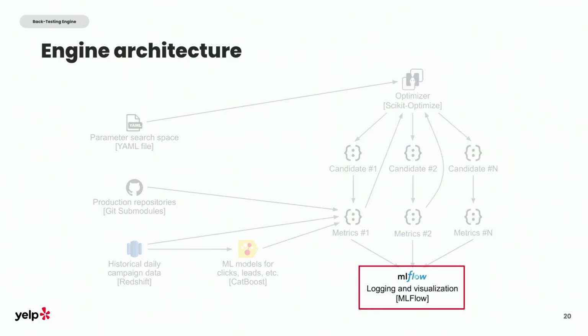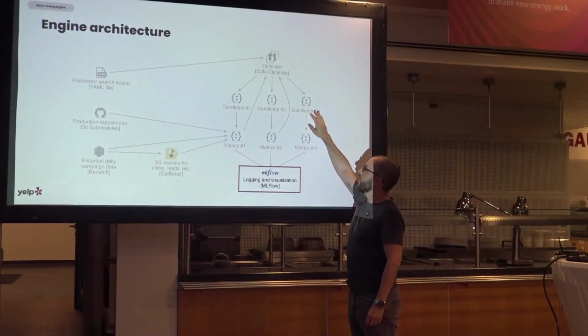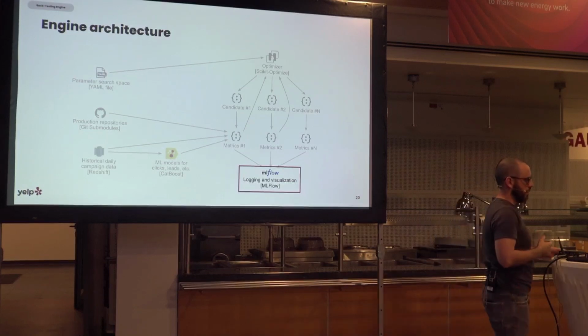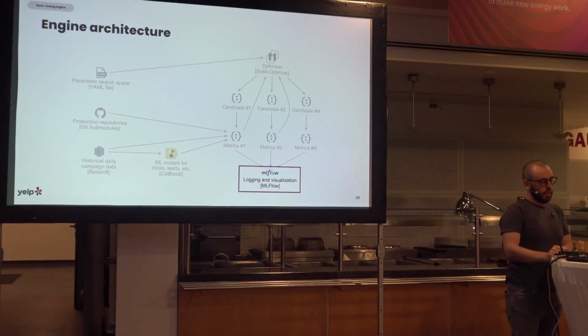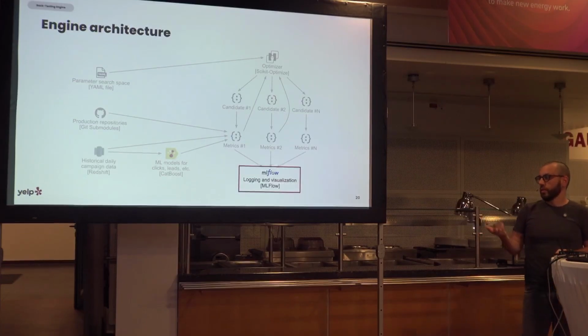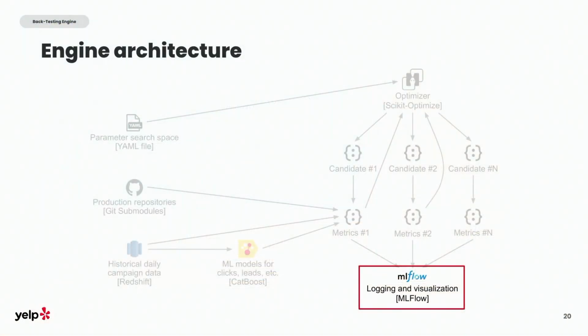We log all these candidates and metrics on MLflow, which makes it easier to share the results with other stakeholders, because it has an intuitive visualization. From there we can see which candidates are more promising, and we can decide what to actually try with A/B testing in production.